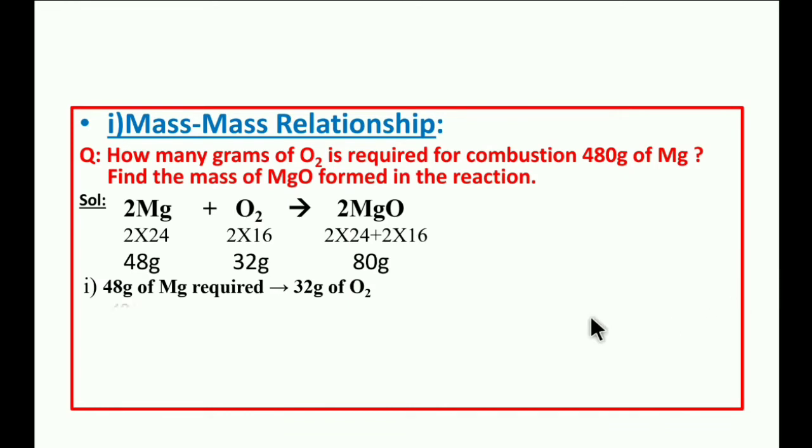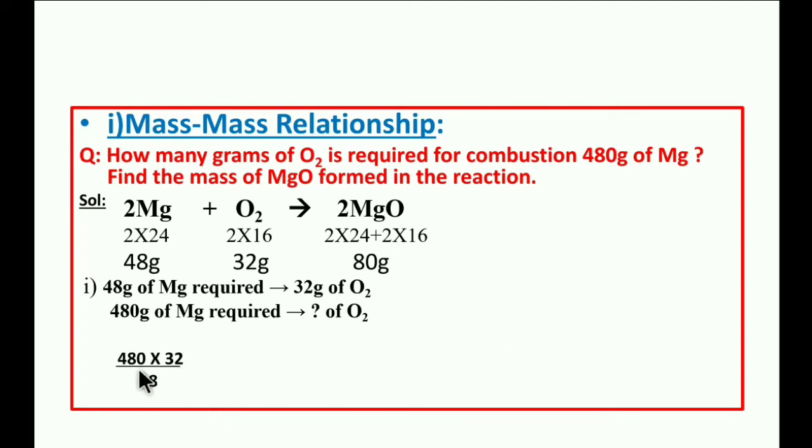At the same time, how much magnesium do we have to burn here? According to this, 480 grams of magnesium is required. How many grams of oxygen? 48 grams of magnesium requires 32 grams of oxygen. At the same time, 480 grams of magnesium requires how many grams of oxygen? So we can write 480 by 48 into 32.